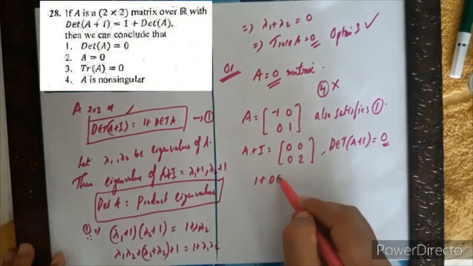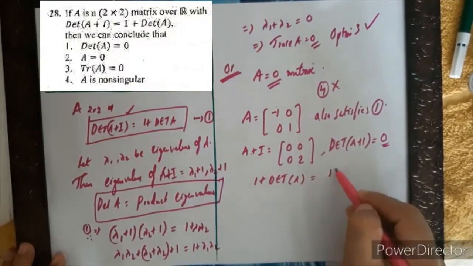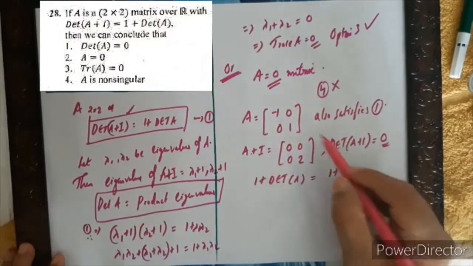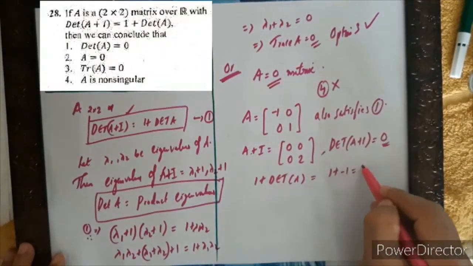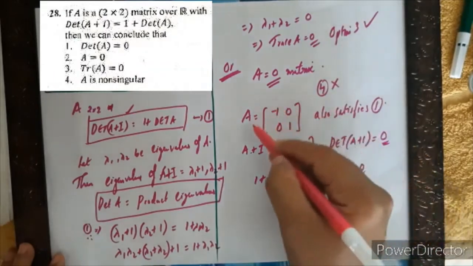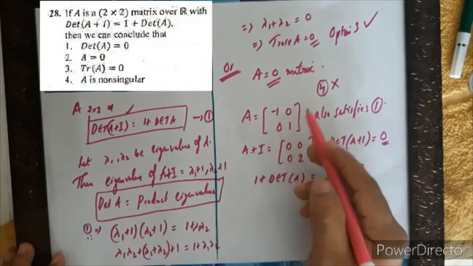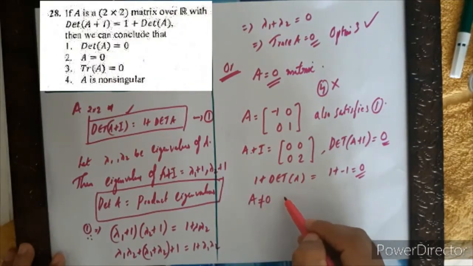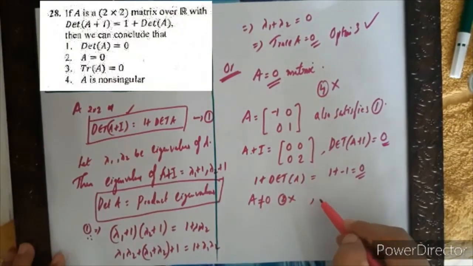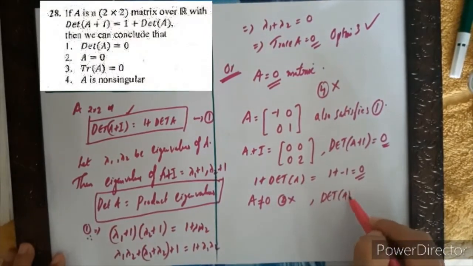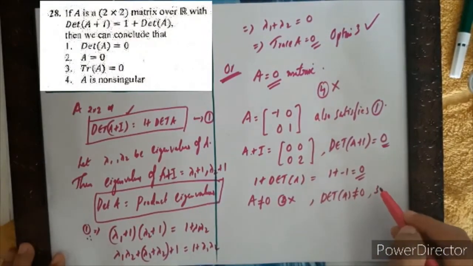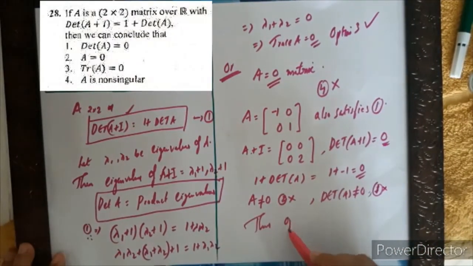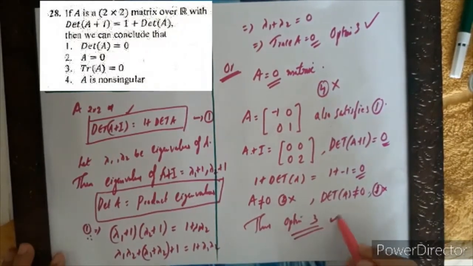Similarly, 1 plus determinant of A is, since this is a diagonal matrix, 1 plus the product, 1 into minus 1, that is 0. So this satisfies both conditions, but A is not equal to 0. So option 2 is not correct, and also determinant of A is not equal to 0, so that option is also not correct. Thus option 3 is correct.